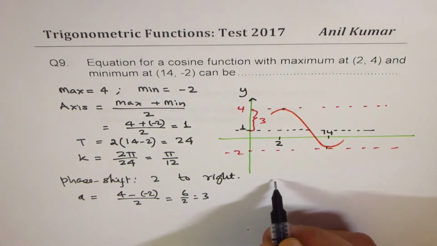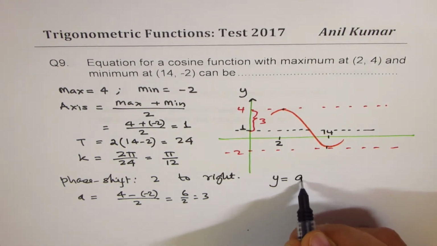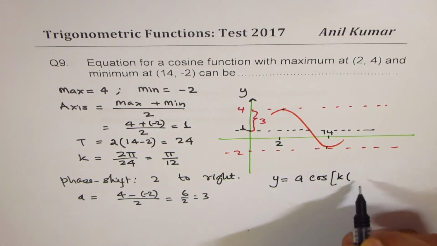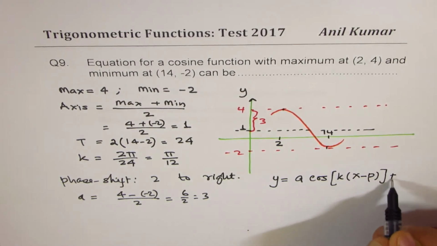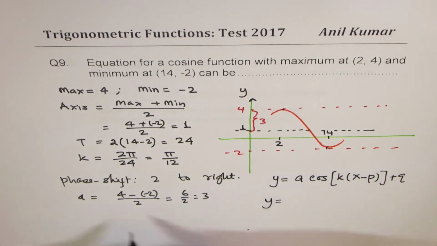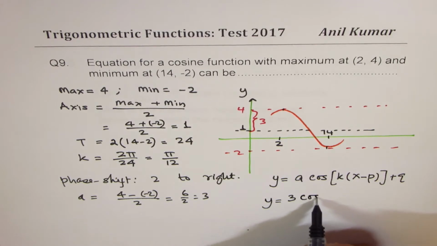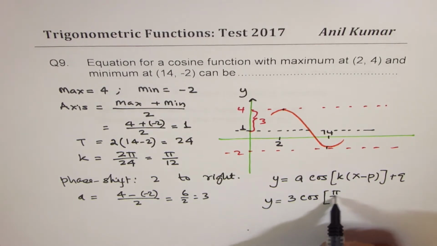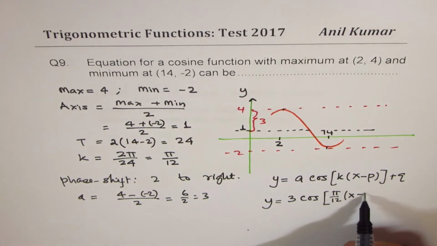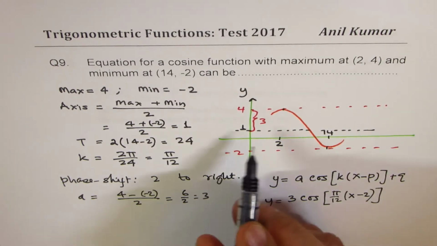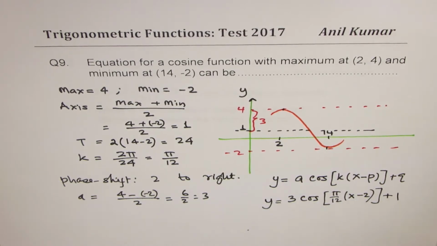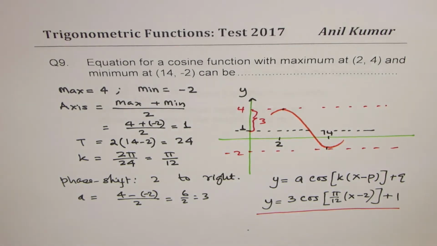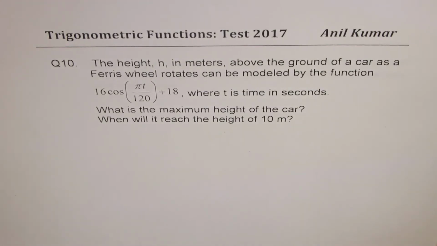So we can now very easily write down the equation as y equals, in the form of A cos of k (x minus phase shift) plus q, which is the axis. So the equation is y equals amplitude of 3 cos, k value is pi by 12, x minus phase shift is 2 units to the right, and the axis has moved 1 unit up. Correct? So that becomes the equation for the given situation. So I hope the concepts are clear, and that is how you can get the equation for any graph, sinusoidal function, right?